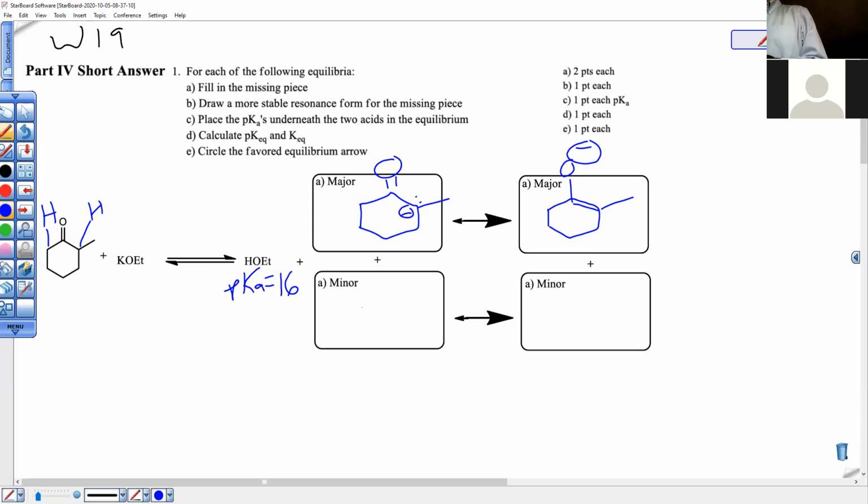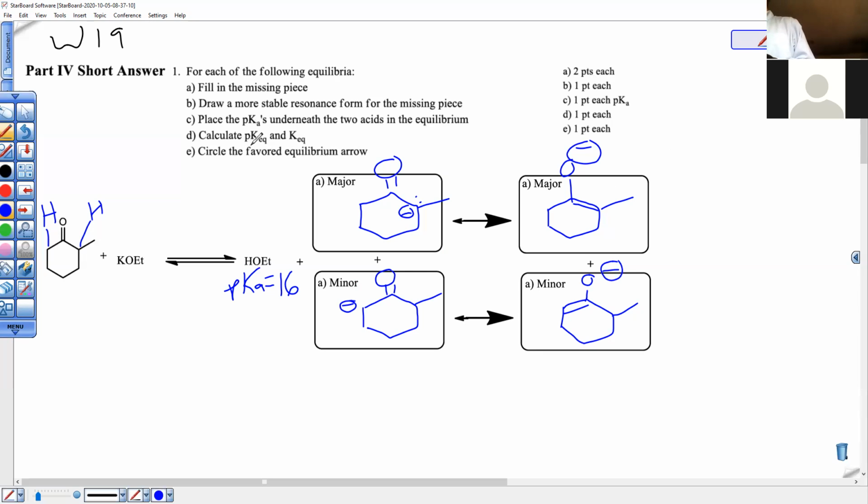And the other alpha position, minus on carbon, resonates to a double bond between the alpha position and the former carbonyl position. But the double bond is less substituted here than it is up here. So we filled in our missing pieces. Now we did the more stable resonance forms for the pieces as well.